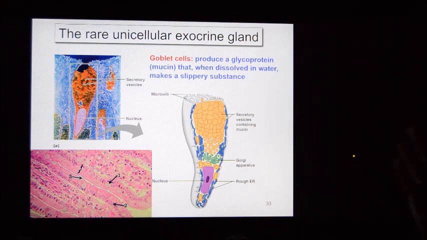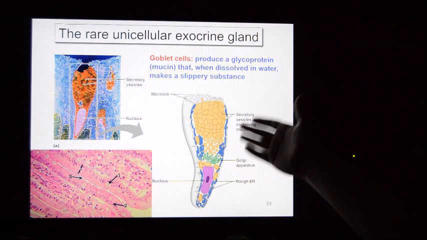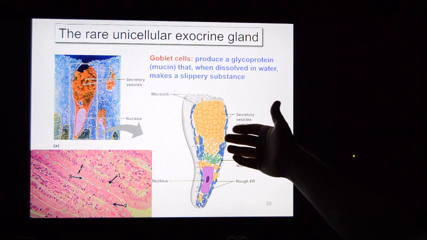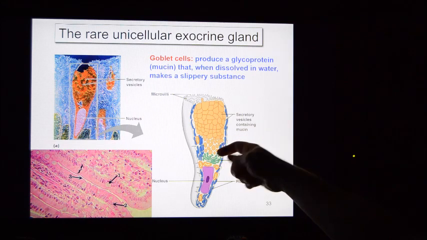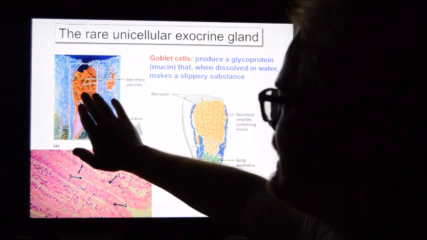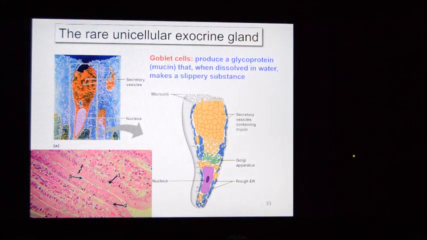A classic unicellular exocrine gland is the goblet cell, which we talked about in the intestinal tract. The goblet cell will produce mucin, which is a slippery substance that lubricates passages, and it will release that through a duct onto a surface. It's making it, it has a duct, and it releases it onto a surface. You can see these here. This is a classic exocrine gland.